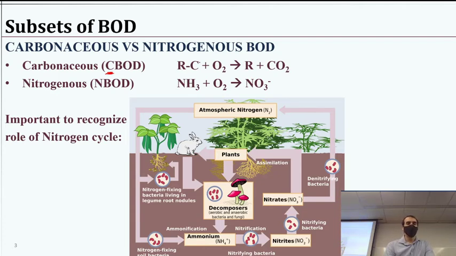We've got part of its carbon. That amount is going to be oxidized, and you get that picture. There's also nitrogenous, so the amount of nitrogen inside a compound. It's going to be in some form like ammonia, or maybe it's part of a bigger compound, but there's that ammonia group in there, the nitrogen group. Then that can react with oxygen and form nitrate and nitrite.